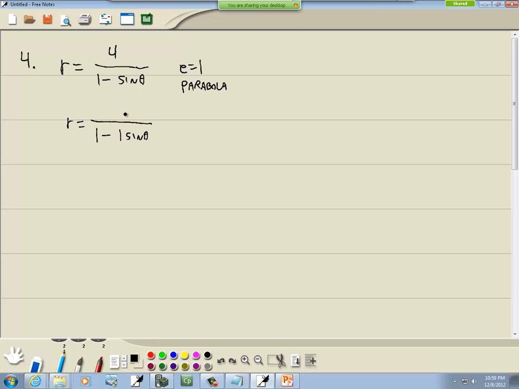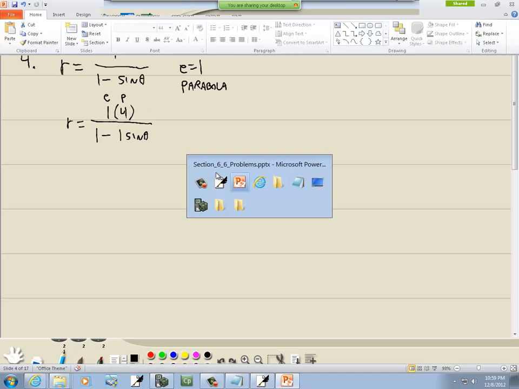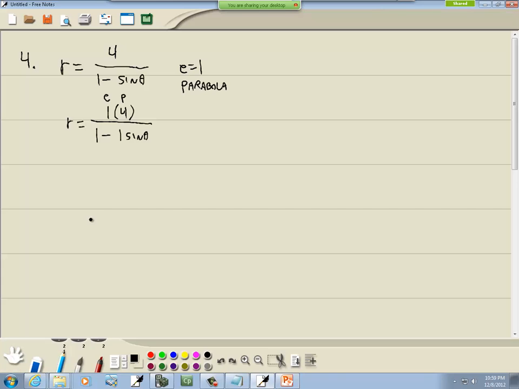And the top part I want to rewrite as e times p. So we'll have 1 times 4. This is e, and this would be p. So we got 1 minus sine. 1 minus sine is our very last one. It says directrix is y is equal to negative p. So directrix is y is equal to negative p, and p is 4. y is equal to negative 4. 1, 2, 3, 4. So that's our directrix.